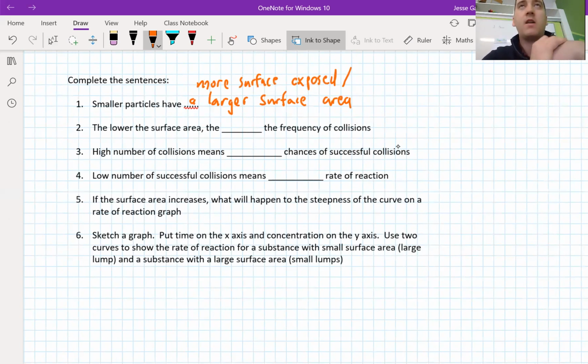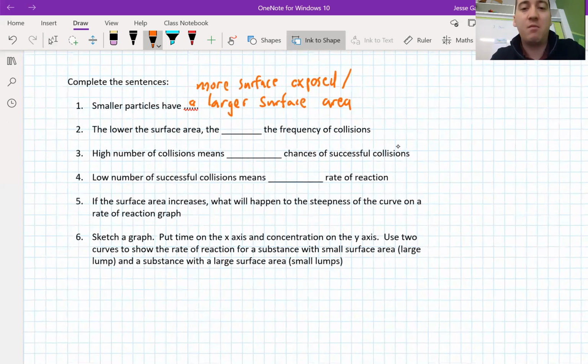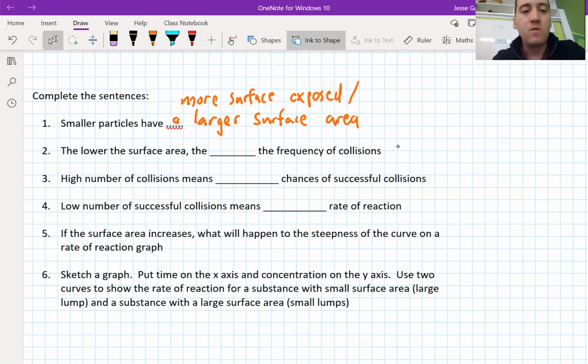If you said smaller particles have a faster rate of reaction, then technically that's true as well, but you're skipping a few steps there, okay? You're putting two big ideas together, but you're skipping a bit in the middle. So we need to talk about the surface area here, the amount of area exposed. So smaller particles have more surface exposed.